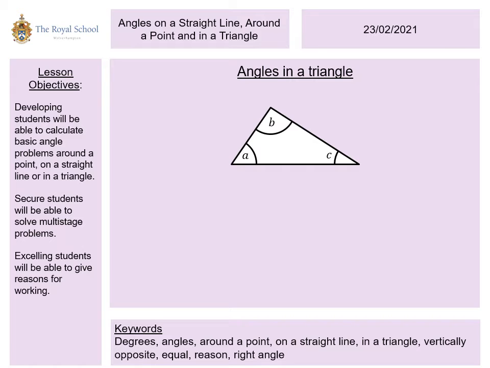Okay, the final variant for our angle problems is angles in a triangle. And we should know this is a really common one, so this is one that a lot of people remember. But angles in a triangle add up to 180 degrees. So we'll have a look at that.